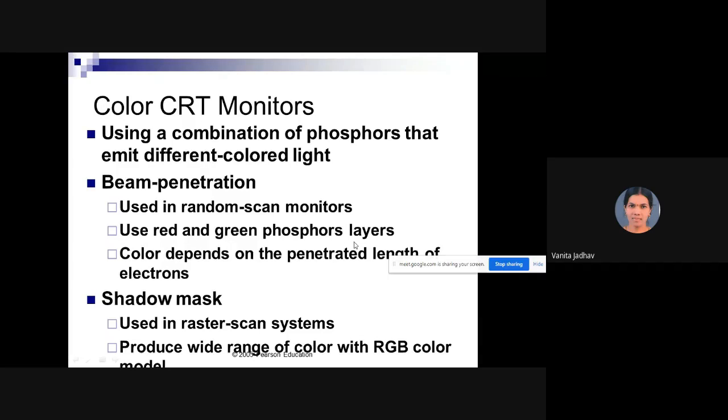So these are the color shades achieved in the case of the beam penetration technique, and especially the beam penetration technique is used only in the case of random scan monitors. It is not used in the case of raster scan monitors.